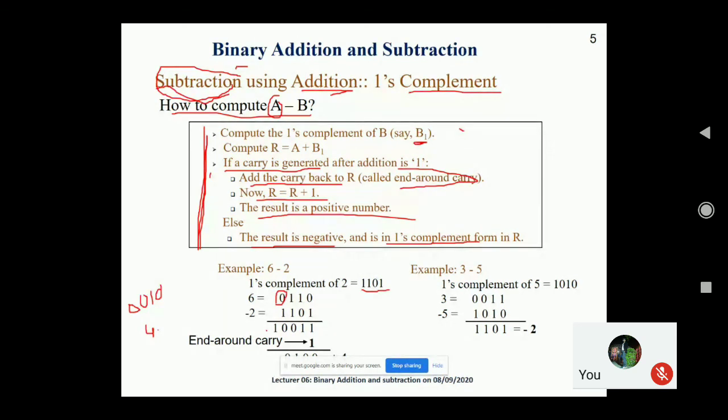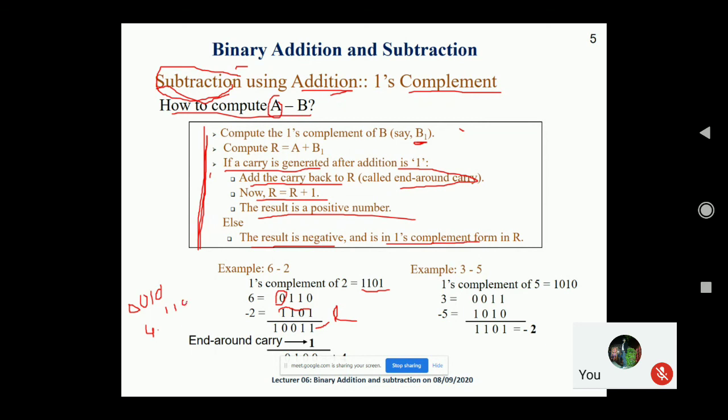Now what is the ones complement of 2? Ones complement of 2 is 1, 1, 0, 1. So whatever value is generated, that particular value is called R. Now if it is generated after adding 1, this one is the complement form. Here I am getting 0, 0, 1, 0. Yes or no? This is the first complement of 2. 0, 0, 1, 0, and after that we are complementing this one: 1, 1, 0, 1.